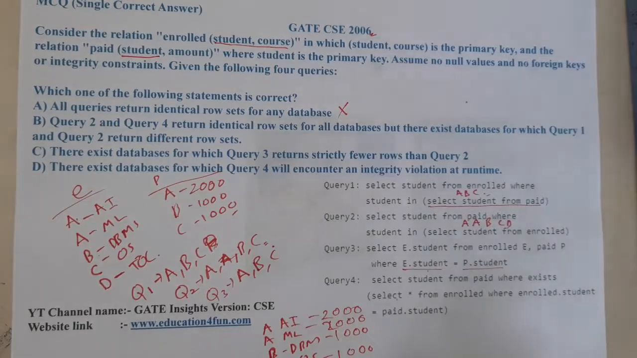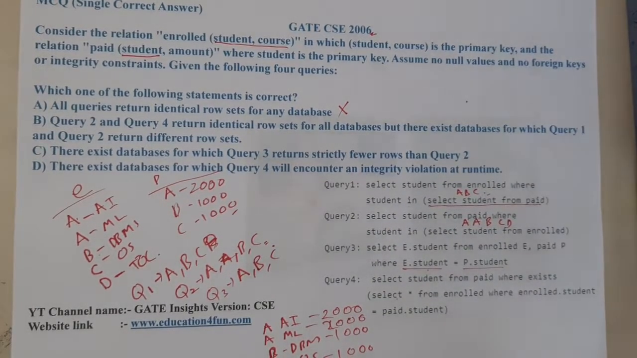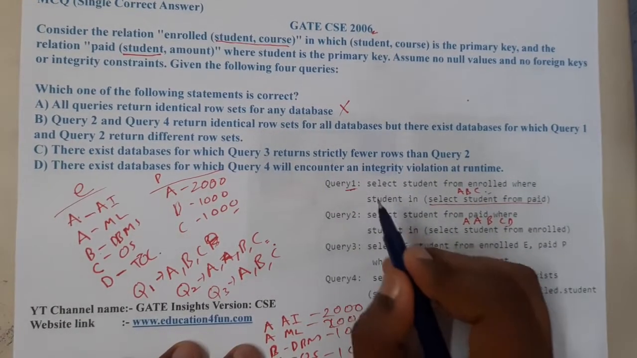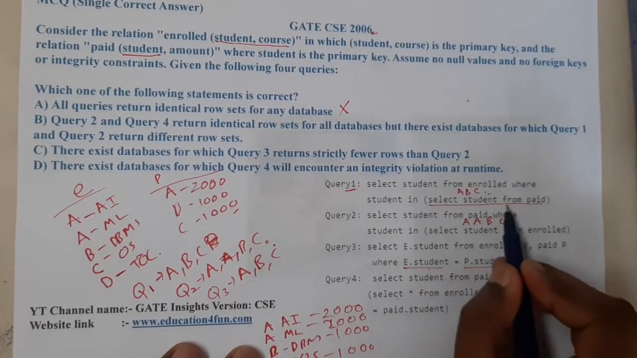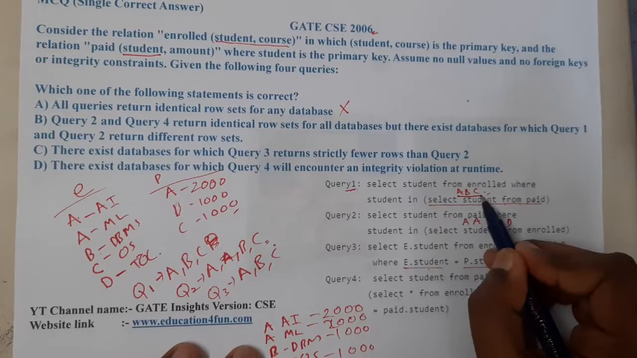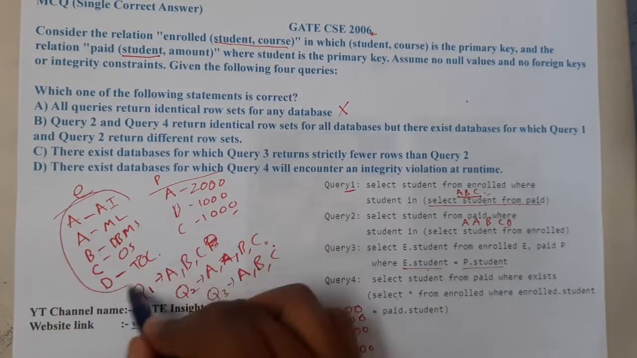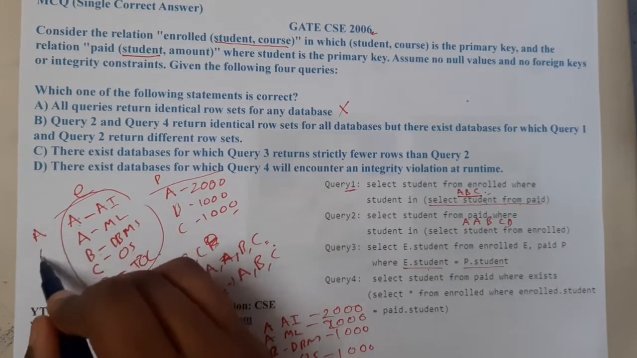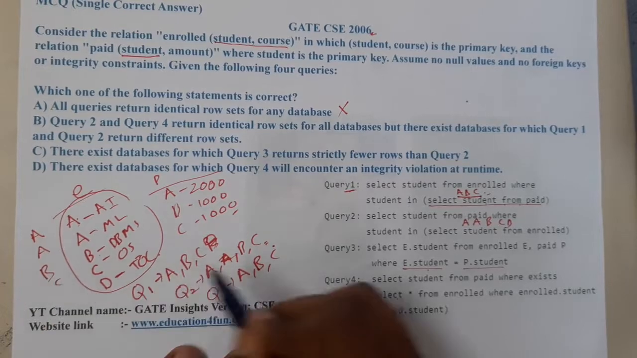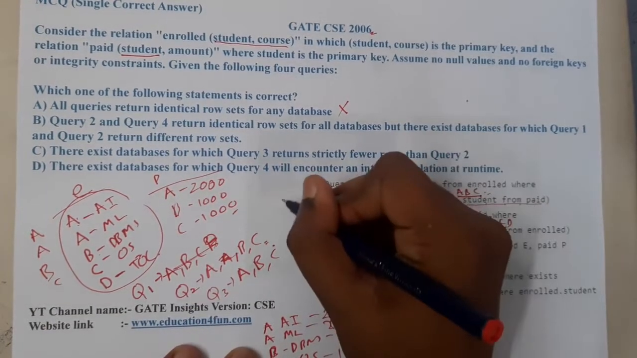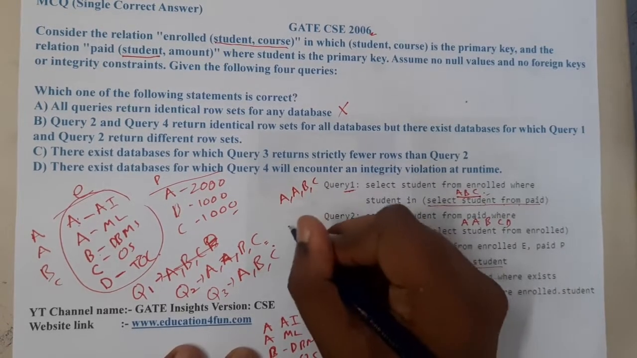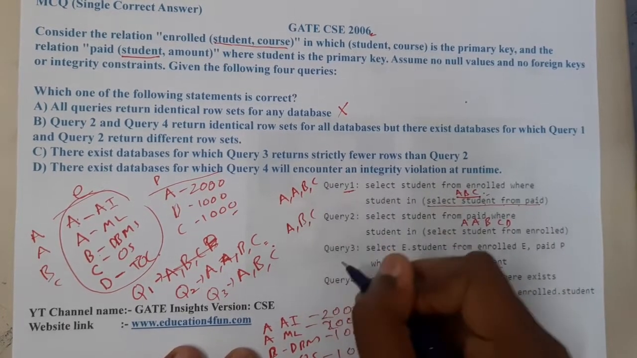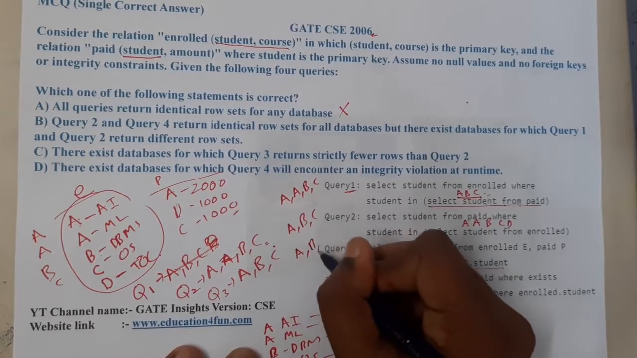Okay, I think I made a small silly mistake here, guys. When it comes to option 1, that is query 1, we will get A twice, because select student from paid. Basically ABC will be selected, but when we compare ABC with this, A will be mapped twice, B once, and C once. So query 1 will give A, B, C. Option 2 will give A, B, C. Option 3 will give A, B, C.